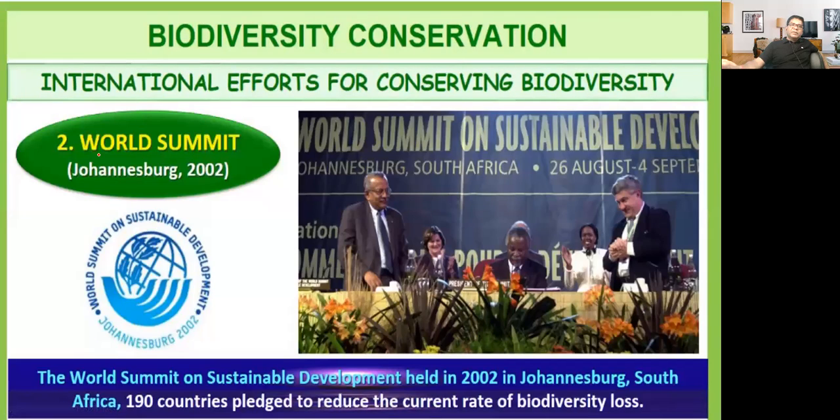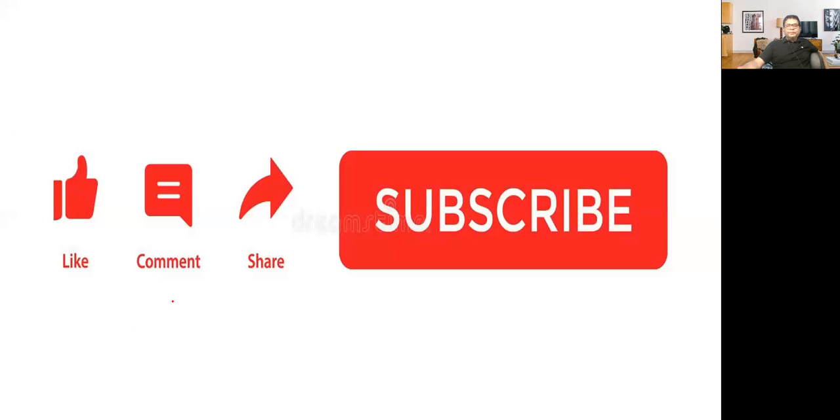Then the second World Summit was held in Johannesburg in 2002. It is in South Africa. The World Summit on Sustainable Development was held in 2002 in Johannesburg, South Africa. 190 countries pledged to reduce the current rate of biodiversity loss. This much about this chapter.